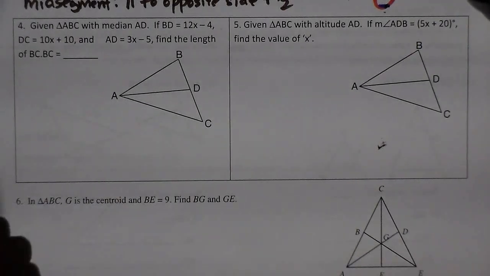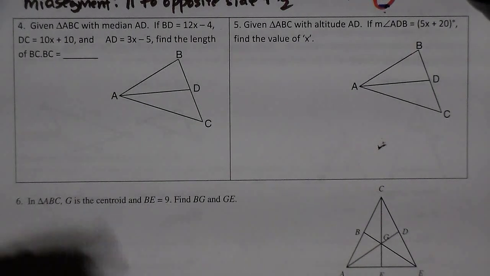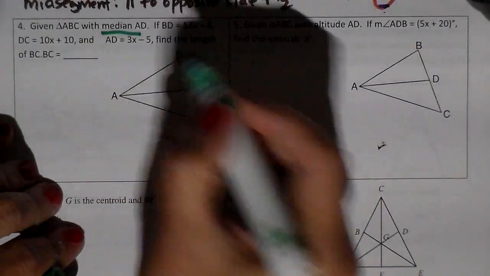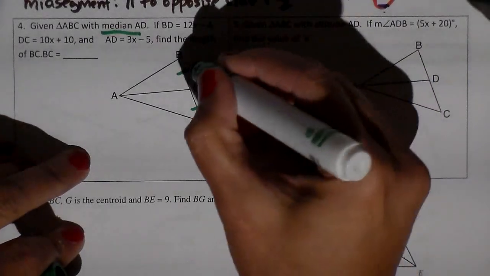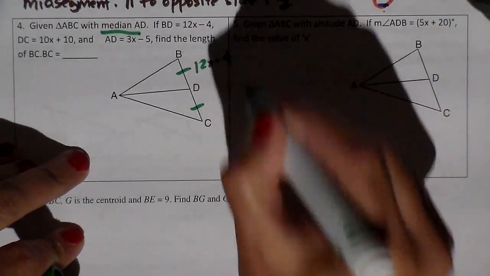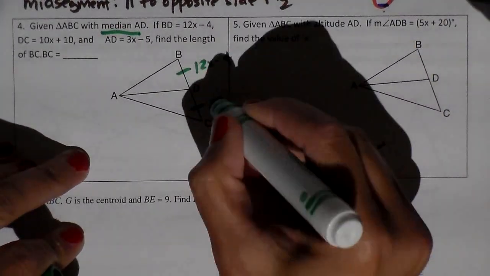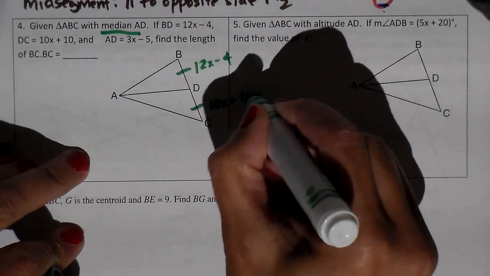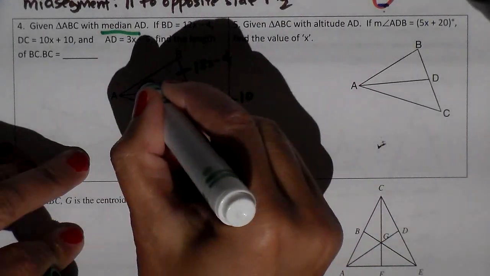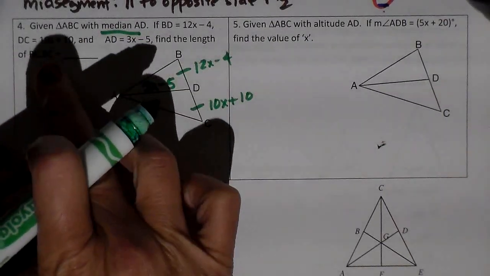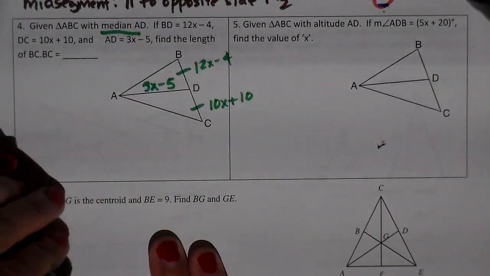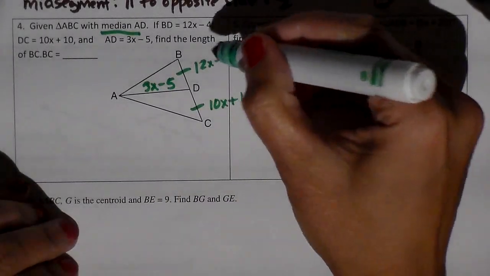Let's look at number 4. Given triangle ABC with median AD, that immediately tells you that's a midpoint since it's a median. If BD is 12x minus 4 and DC is 10x plus 10 and AD is 3x minus 5, find the length of BC.